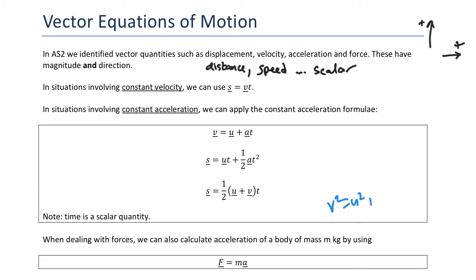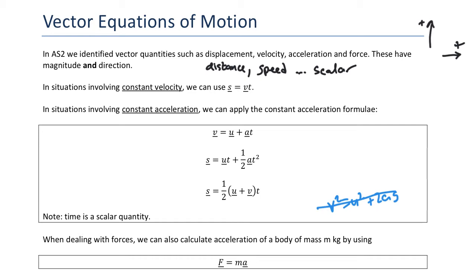And that's because whenever we multiply a vector by itself, we get something slightly different. It's not quite as simple as that. So whenever we're thinking about vector equations of motion, we tend not to think about this one.